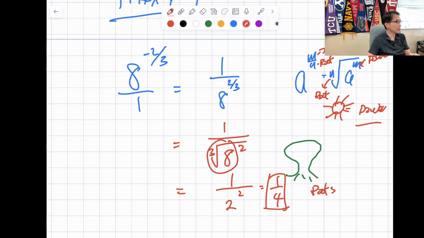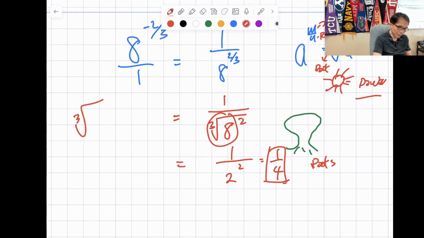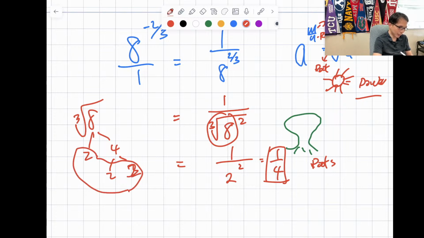Always do roots first, not the other way. Because 8 squared is 64. It's harder to do cube root of 64. It's easier to do cube root of 8. Because this cube root of 8, if you don't know, basically you can break down to 2, 2, 2. You can group this, you can get everything out. So it's 2 times 2 times 2. That means cube root of 8 is equal to 2.